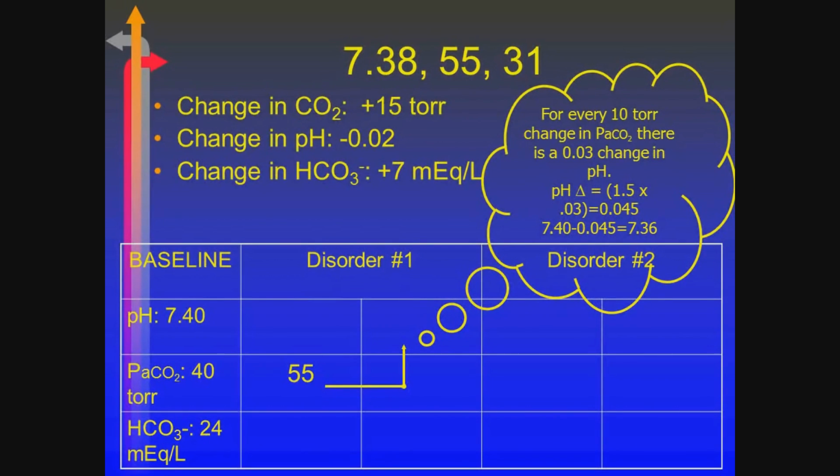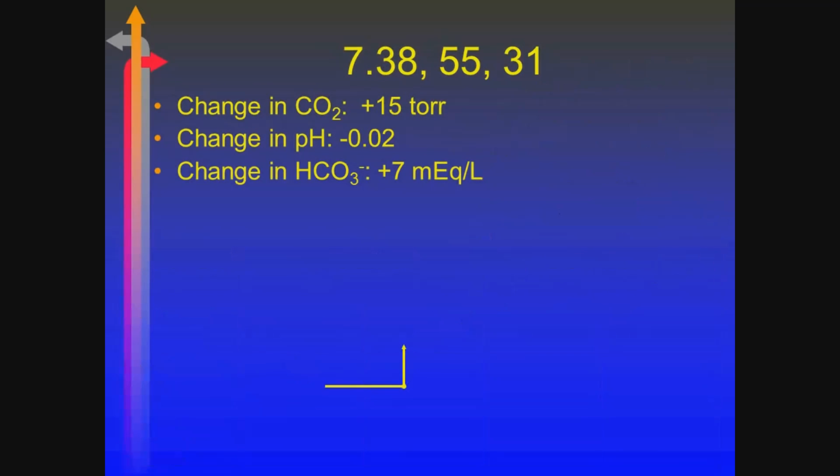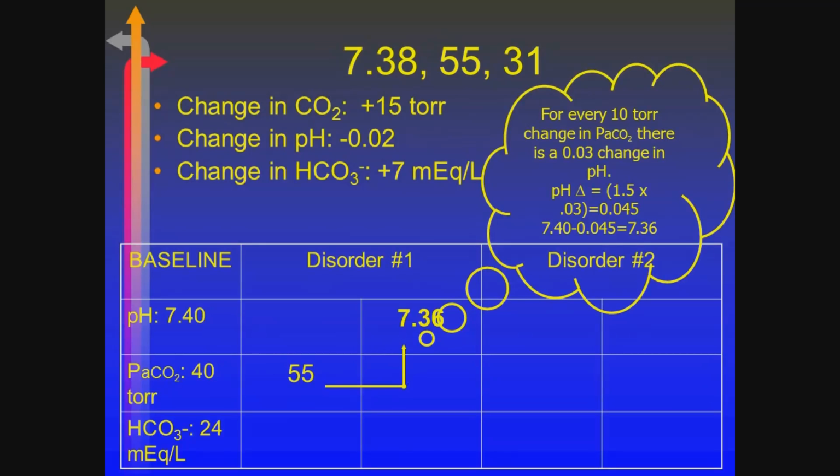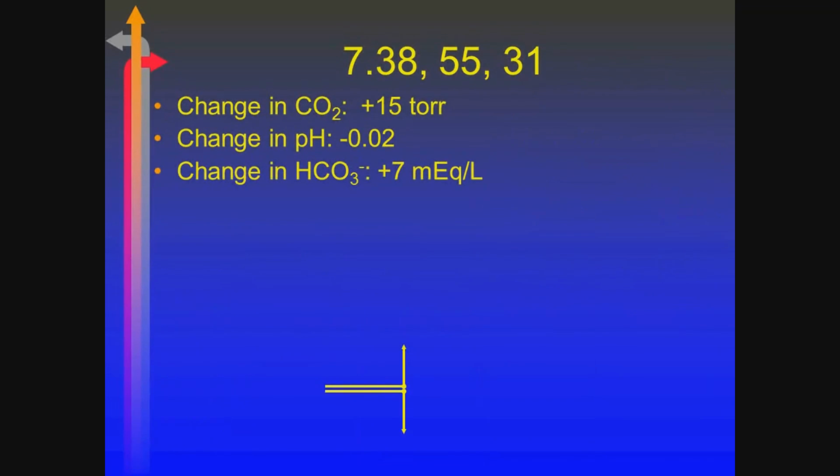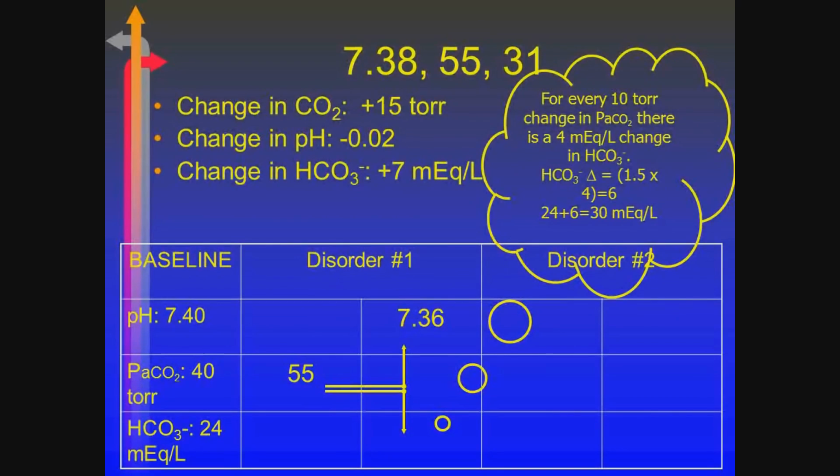Good so far? Okay. Well, it's going to move at 0.0545, which means that my predicted pH would go from 7.40 down 0.045 units to 7.36. Well, they don't match, do they? 7.36, 7.38.